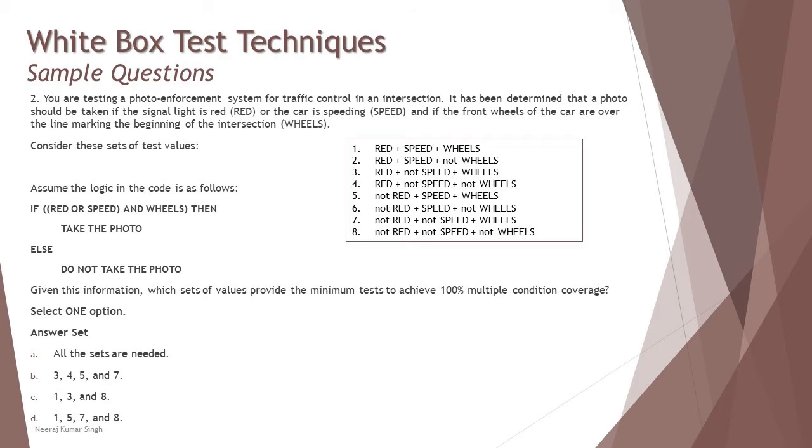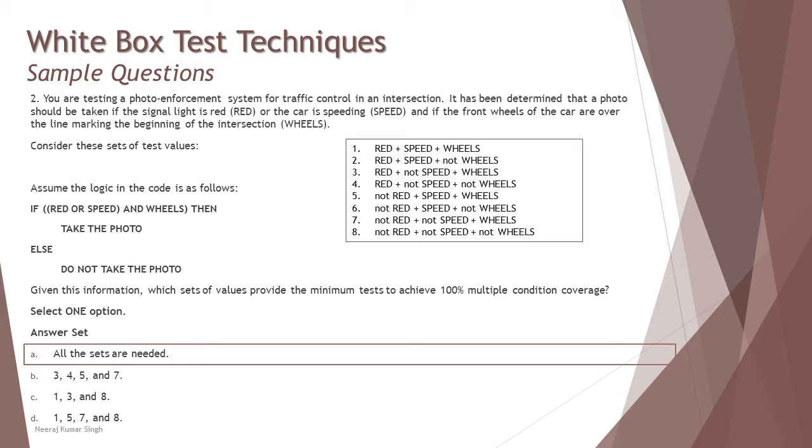C, 1, 3, 8, no, that will not do, because if you know what 100% multiple condition coverage is, that means all combinations must be tested which are possible within the limit. So here all the 8 test cases will be required, and thus the right answer is A, that all the sets of test cases are needed for 100% multiple condition coverage. Now that's the difference between modified condition decision coverage and multiple condition coverage. Do not get confused, the words are different. For that it is modified, here it is multiple, and they are different.